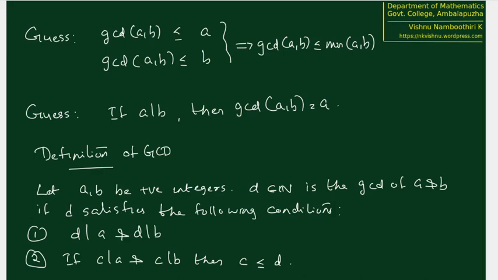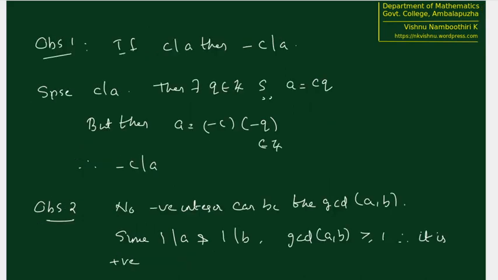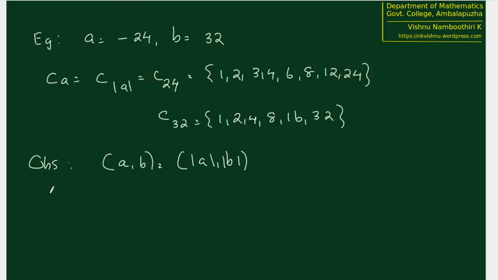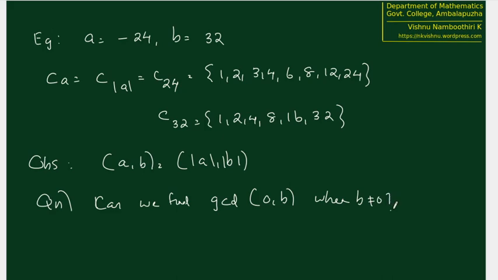But there is in fact a mischievous case remaining without being noticed. The case is the following. Positive is all right, negative is all right, but there is somebody standing in between, that's 0. So the question is, can we find GCD of 0 and B where B is not equal to 0?